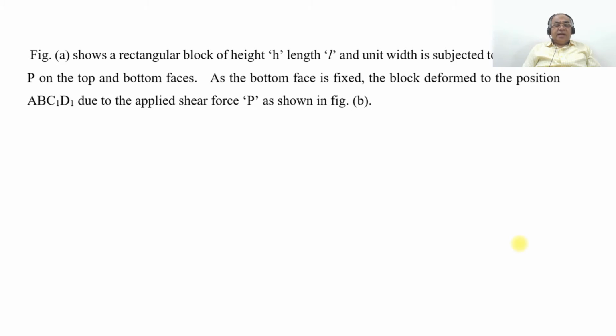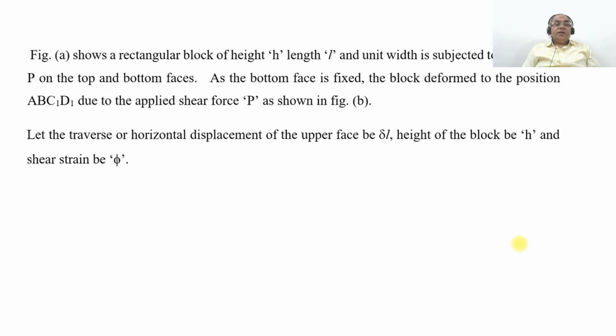Figure A shows a rectangular block of height h and length L and unit width, subjected to shear force P on the top and bottom faces. As the bottom face is fixed, the block deforms to AB C1 D1 due to the applied shear force P, as shown in figure B, which has already been explained. Now, let the transverse or horizontal displacement at the upper face be delta L, the height of the block be h, and the shear strain be phi.